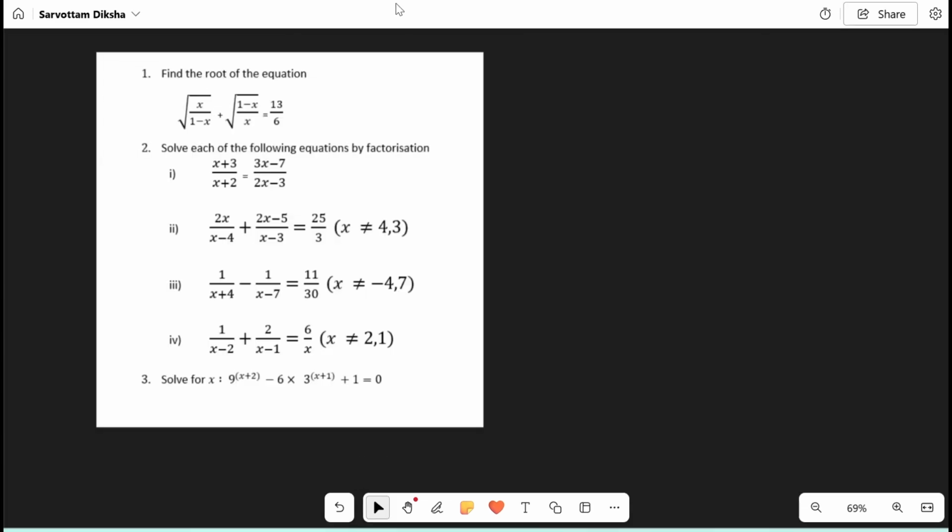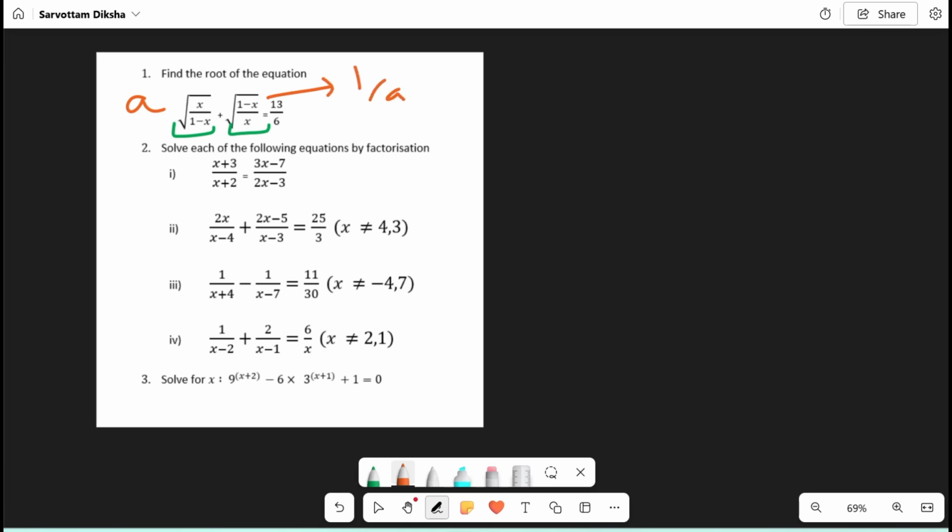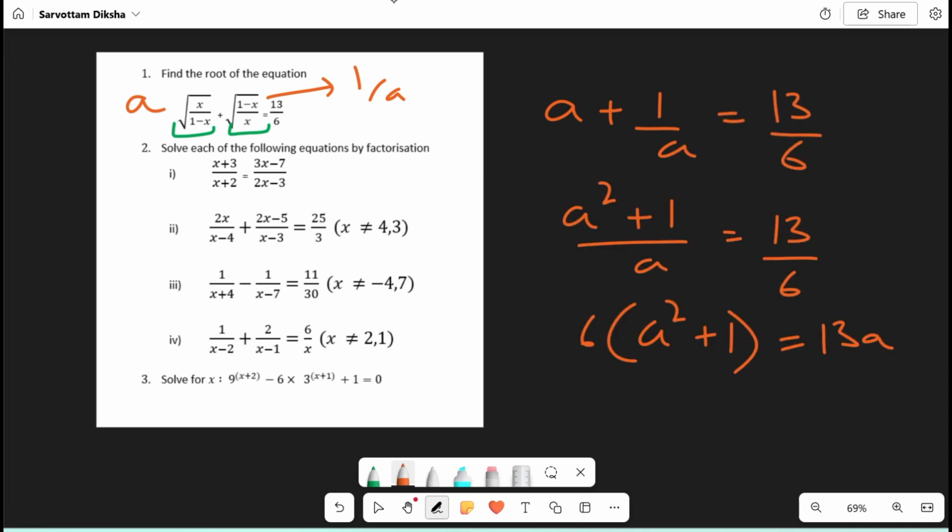Now see these types of questions where the equation doesn't look like quadratic at a glance, but it can be reduced into quadratic. Let me see the first question. So these two terms are reciprocal of each other. If I consider this as a, then my second term is nothing but 1 by a. So I can write it as a plus 1 by a equal to 13 by 6. Now when I take LCM and all, see what I get.